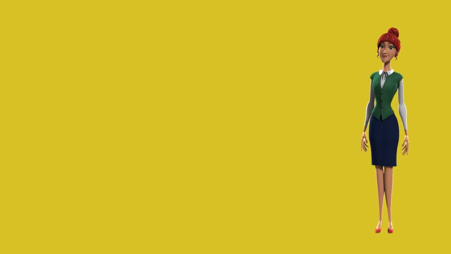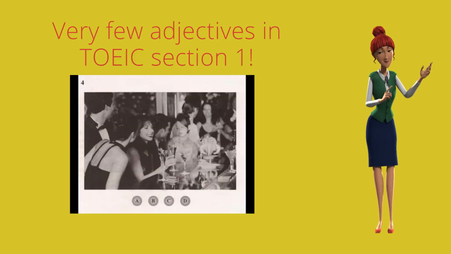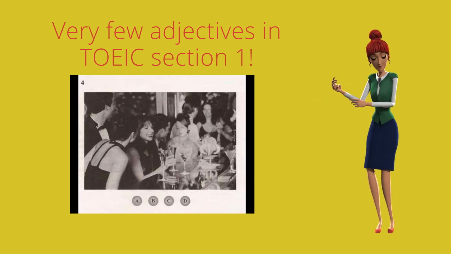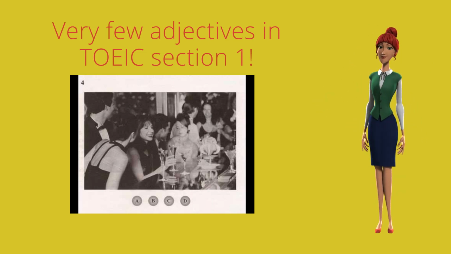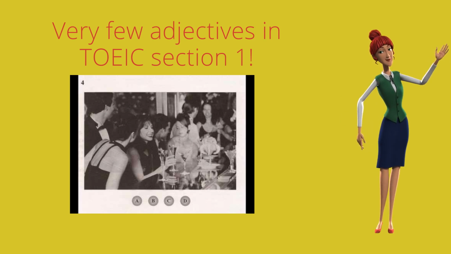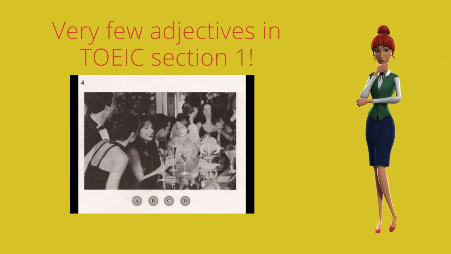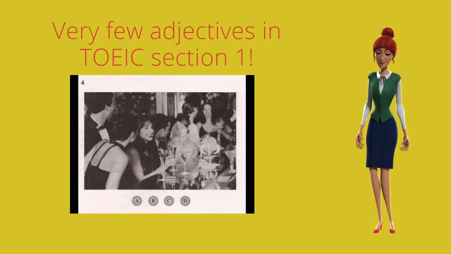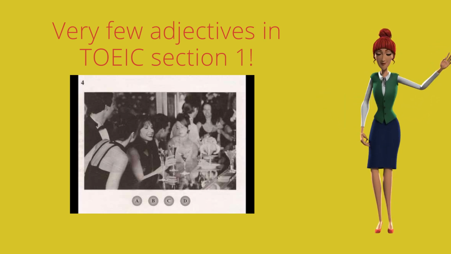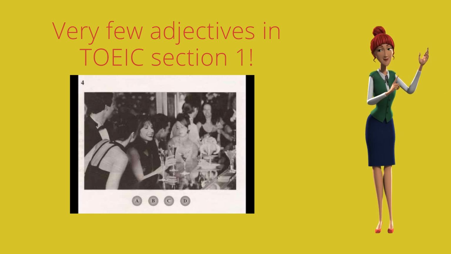Thirdly, be careful of adjectives. Are they all happy or sad or excited? As it is almost impossible for us to know, correct TOEIC Section 1 answers will rarely have an adjective. If you don't know the correct answer and must choose between two choices, the answer with the adjective will usually be the one that you should discard.